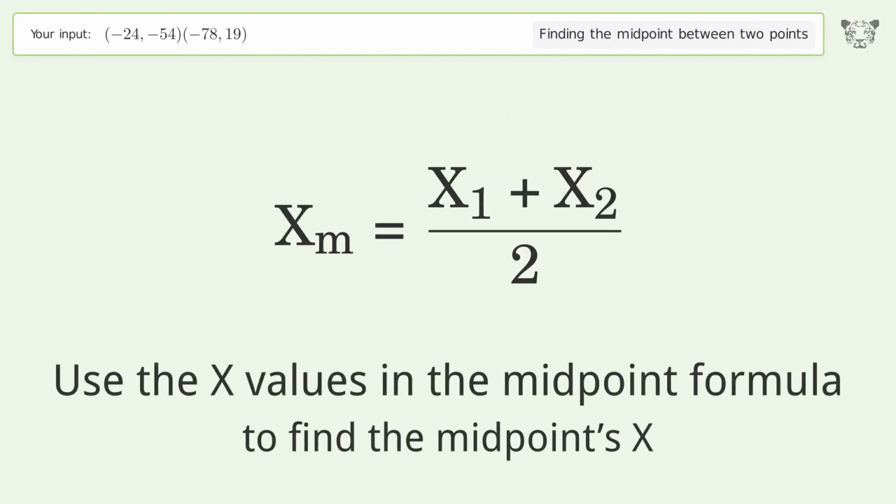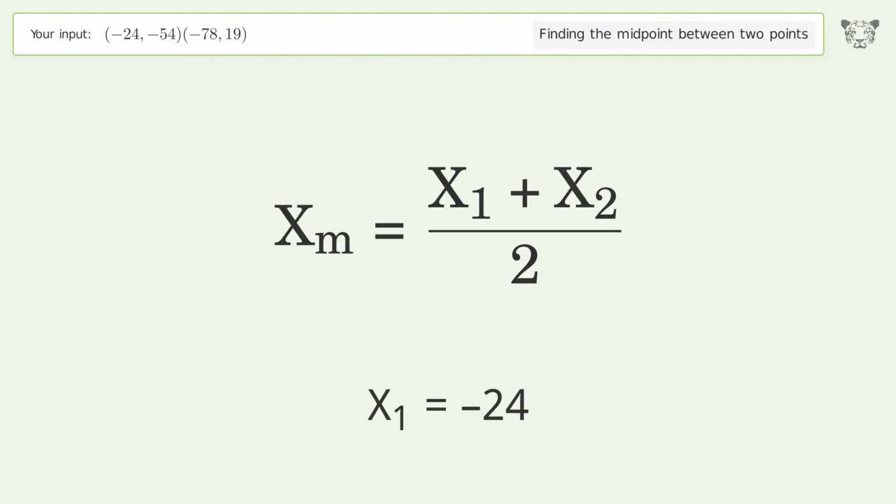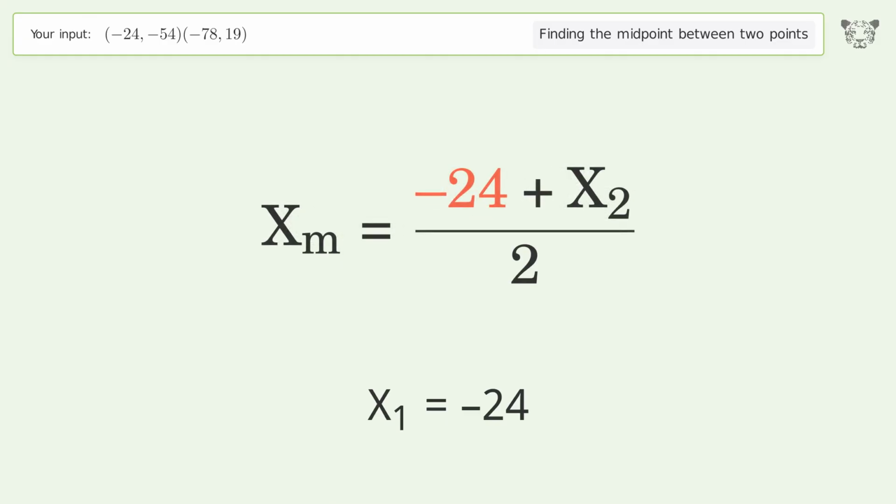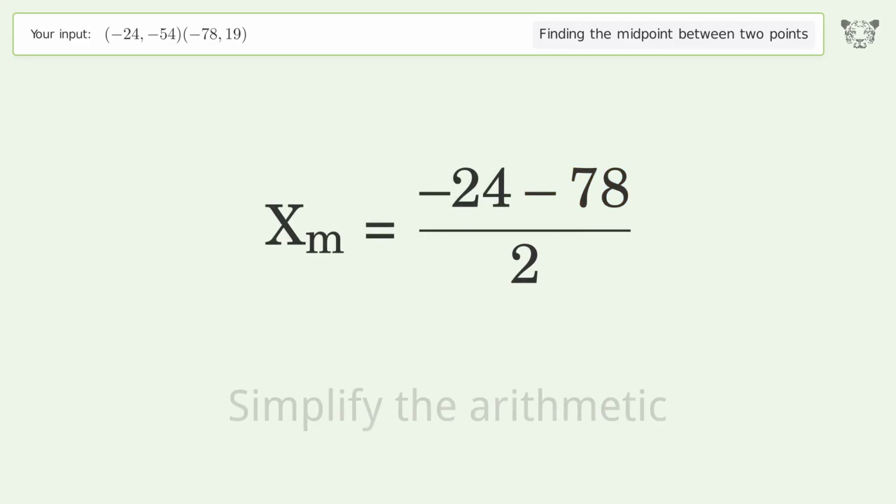Use the x values in the midpoint formula to find the midpoint's x. x1 equals -24. x2 equals -78. Simplify the arithmetic.